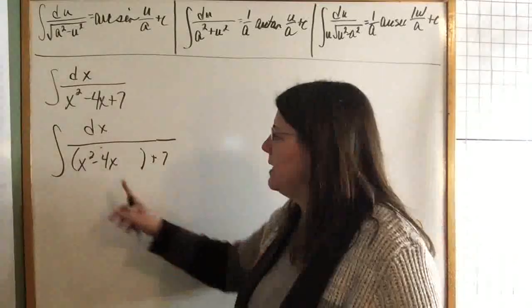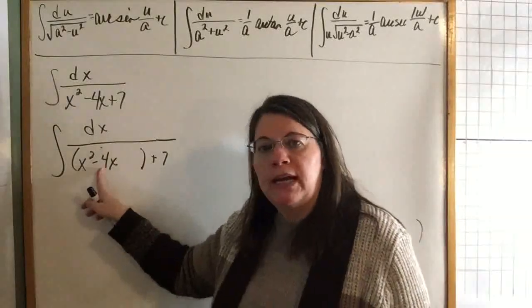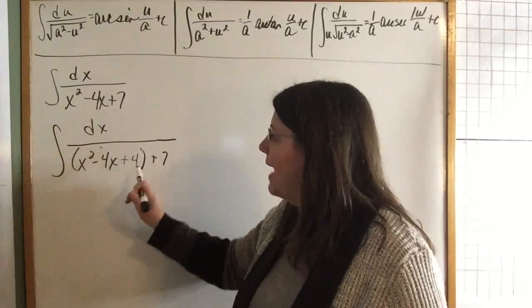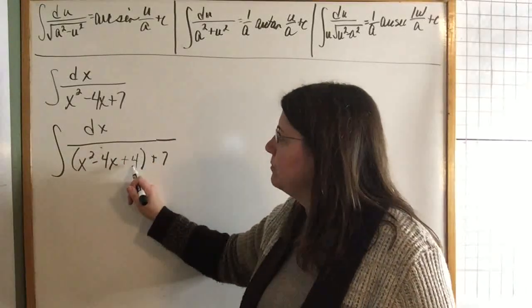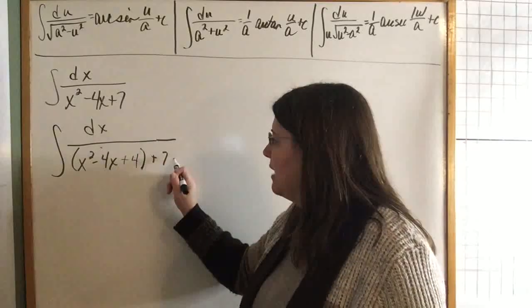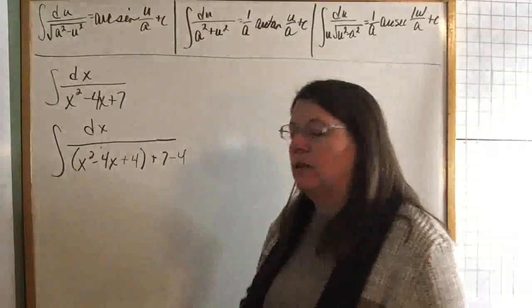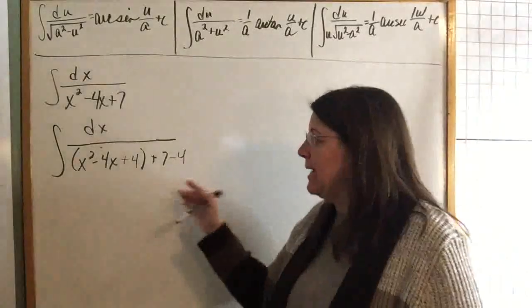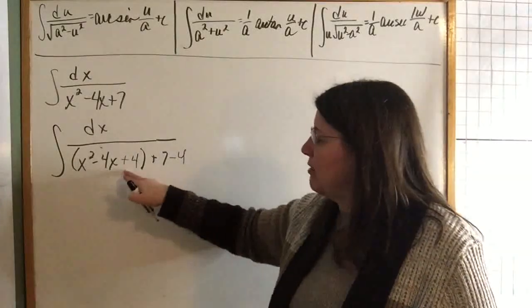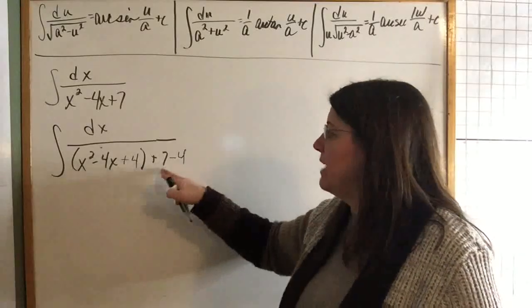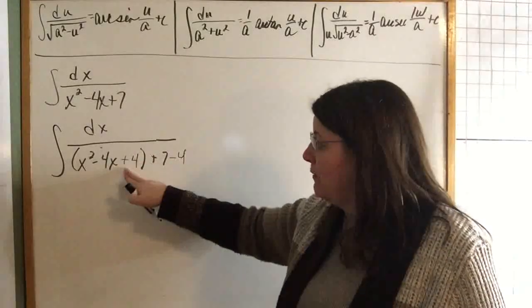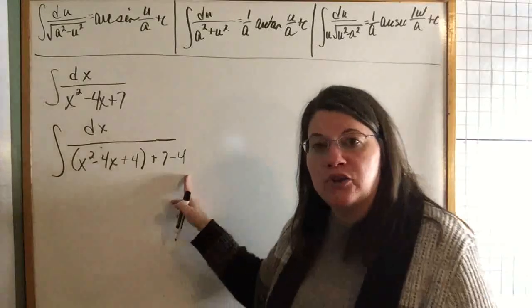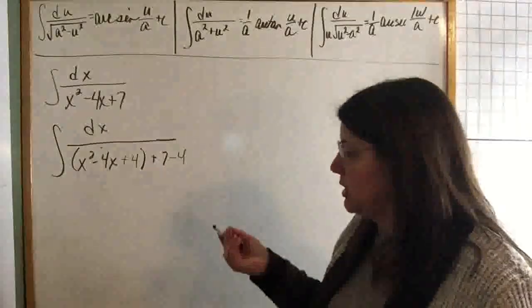So if I take half of 4, that's 2, and if I square 2, that's 4. So half of 4 squared is 4. If I add 4 here, then I have to do the opposite outside so that I've added a 0, so that I'm not changing the value of what I had. So x squared minus 4x plus 4, and then plus 7 minus 4. I've added a 4 and then subtracted a 4, so I've really just added 0 on the bottom, not changing its value, just making it look different.